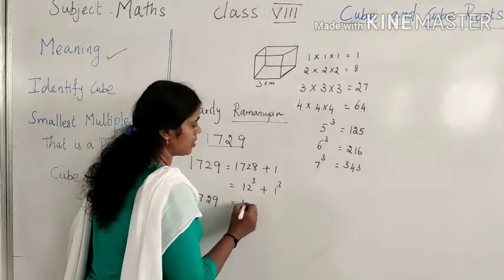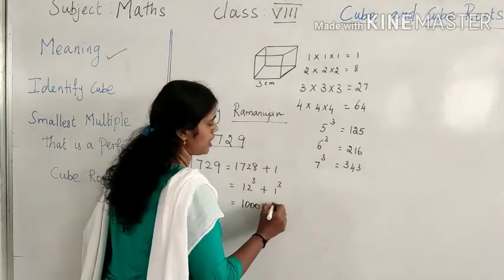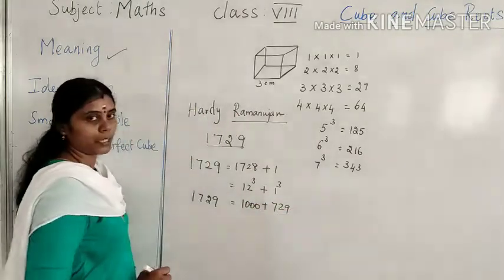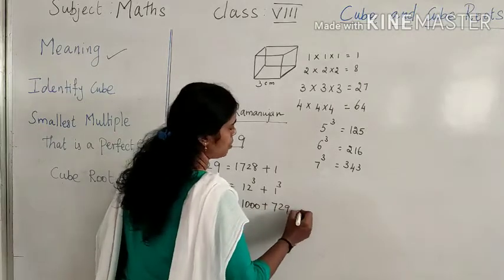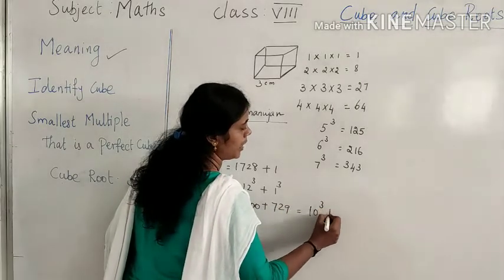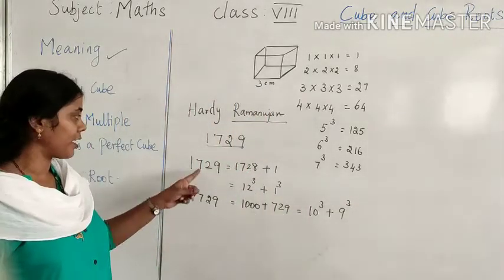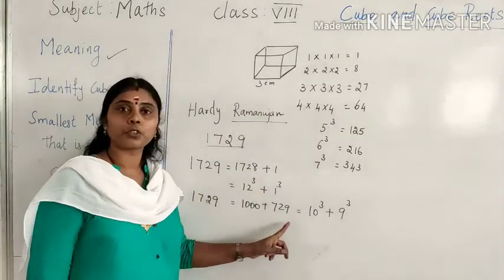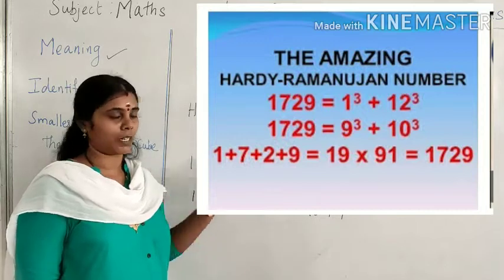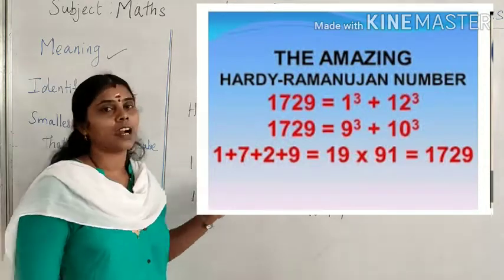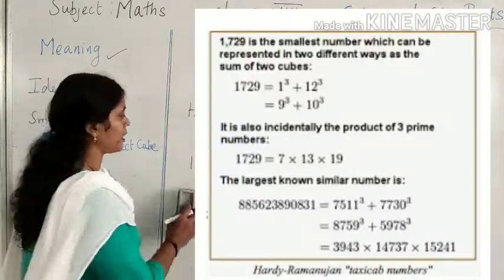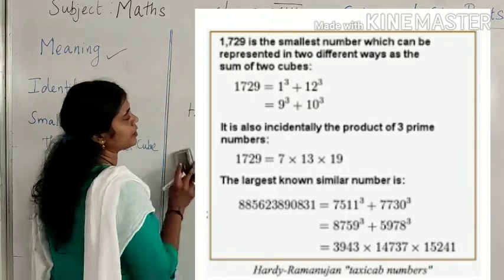We can split it like that: 1000 plus 729. Then 1000 is 10 cube and 729 is 9 cube. So we can write this number as a sum of two cubes in two different ways. He explained that. That is why we are saying this is a Hardy-Ramanujan number. Both of their names are used in it.